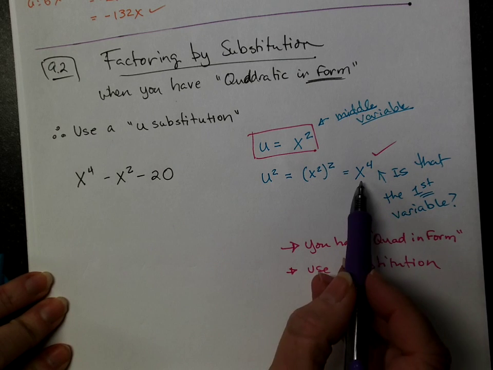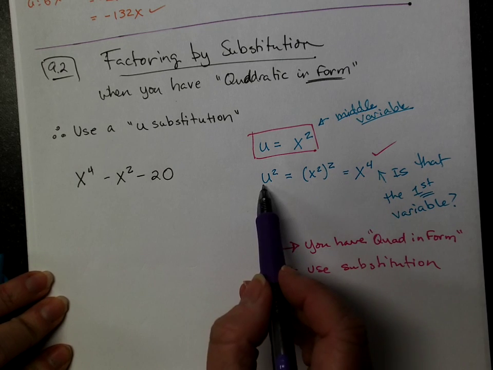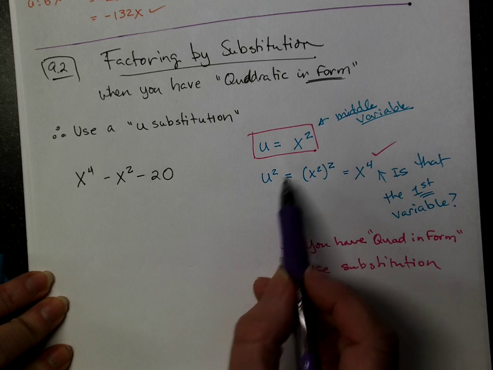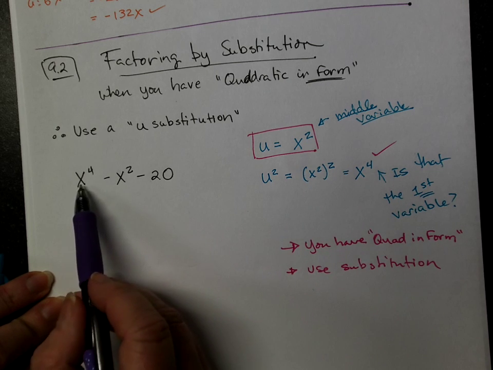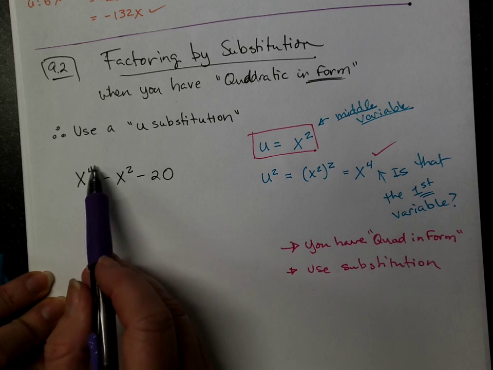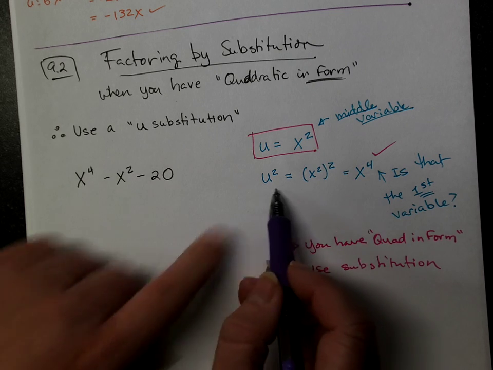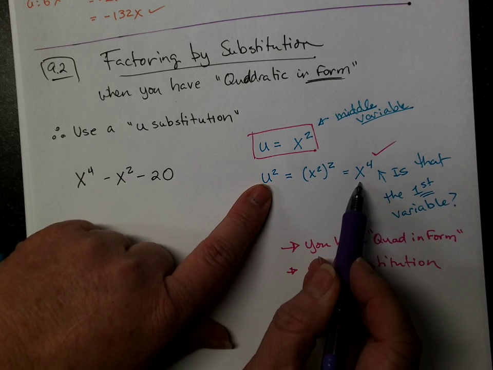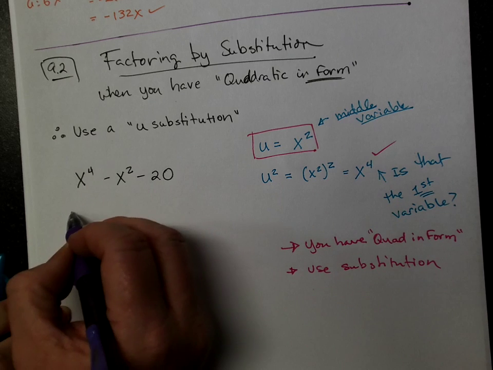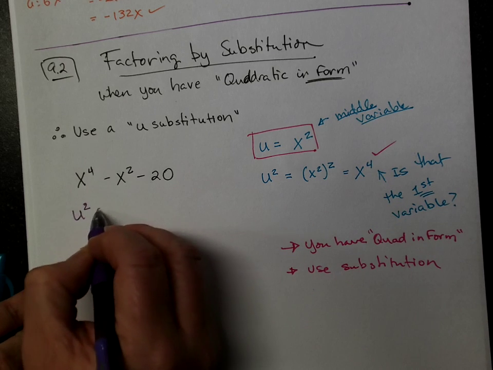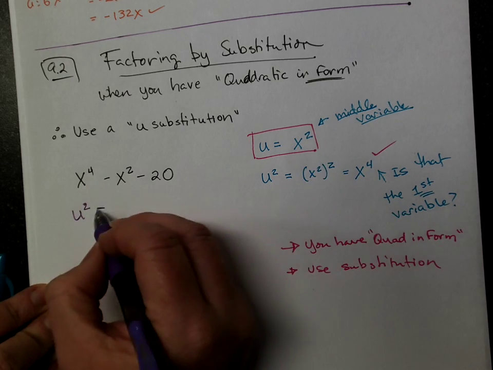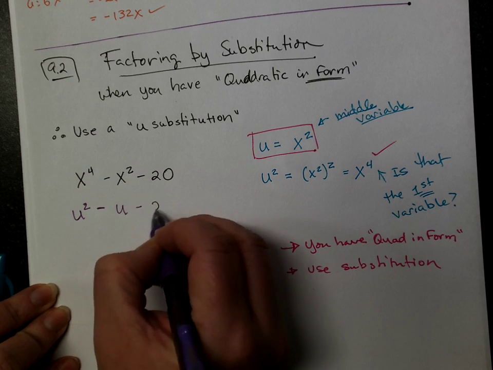So, where you see x to the fourth, what will you put? Yeah, because if you put a u here, that would be x squared, or u, and then squared, which is x squared squared. So yes, you are sort of using this to make your substitution as well. So if u squared is x to the fourth, that means this becomes u squared. And x squared becomes minus u minus 20.